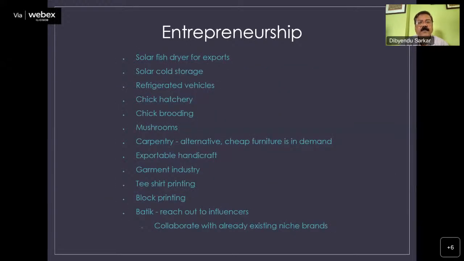Entrepreneurship, a lot of things can be thought of, small ones, but when you talk about entrepreneurship, you need to talk about startups, the ecosystem, and especially innovative ventures as well. A solar fish dryer might be for exporting, solar cold storage might be thought of, refrigerated vehicles, chick hatchery, chick brooding, mushroom, carpentry, certain alternatives. Cheap furniture is in demand, exportable handicraft can be developed, and the garment industry might be good there, because a lot of garment producers are from those areas who usually migrate to the garment hubs. So all those things are there. Block printing, batik might be an important area where they need to reach out to influencers and maybe collaborate with already existing niche brands. That might be important. Okay, next one.